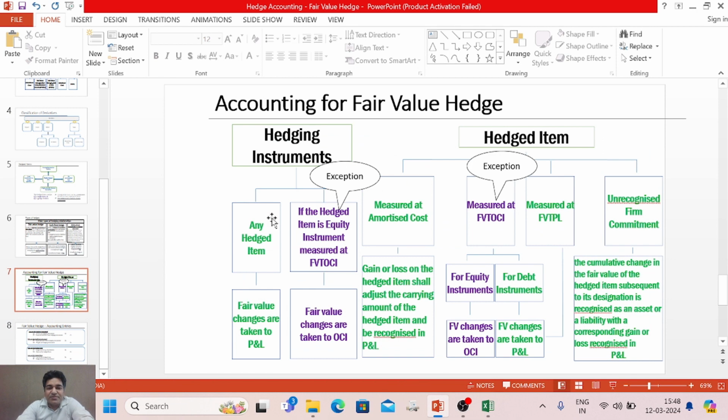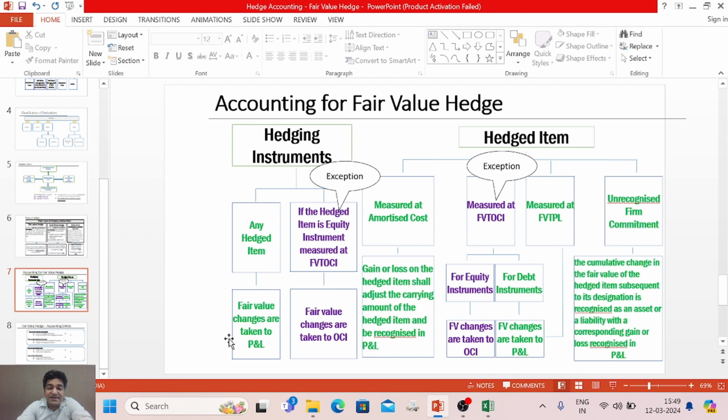As a general rule, all hedging instruments will be measured at fair value. To see where the fair value changes will go, we'll first see what is the hedged item we are hedging. In case the hedged item is an equity instrument measured at OCI, all fair value changes will be taken to OCI. So as you can see from this slide, only in these two exceptions will the fair value changes be taken to OCI, which is in this color.